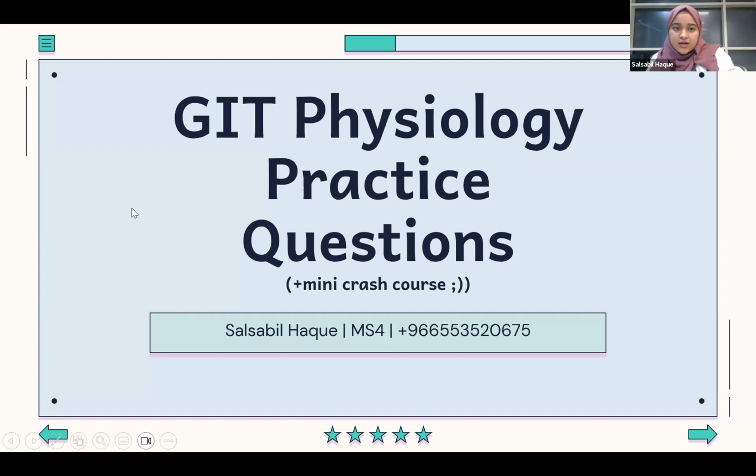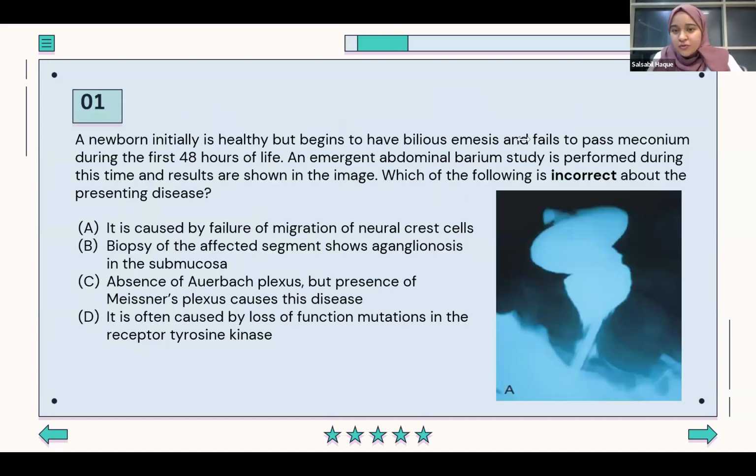Okay, so starting off with a question. A newborn, initially healthy, begins to have bilious emesis and fails to pass meconium during the first 48 hours of life. An emergent abdominal barium study is performed and results are shown. Which of the following is incorrect about the presenting disease? I'll give you a minute to answer.